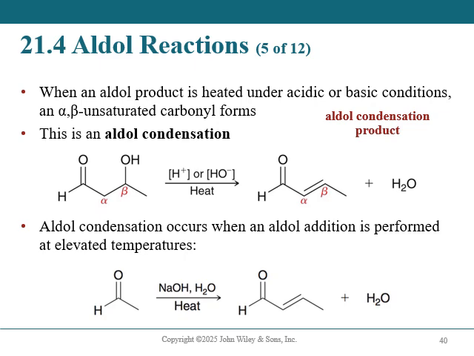When an aldol product is heated under acidic or basic conditions, an alpha-beta unsaturated carbonyl forms. This is what we call an aldol condensation. So you have the alpha-beta position. Here you have an unsaturated, so you have a double bond, and that's basically what happens. Aldol condensation will happen when an aldol addition is performed at high temperatures.